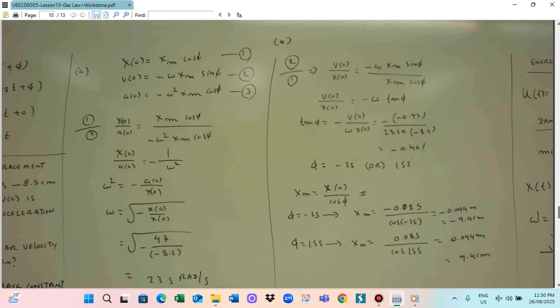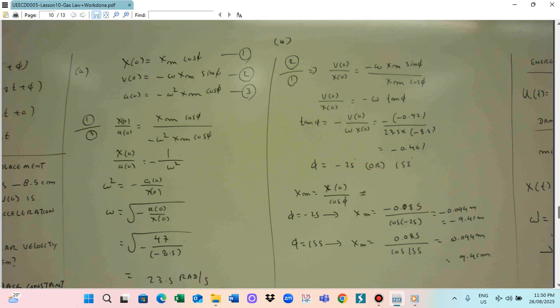So then we have v0 by x0, we can calculate. So this is v0 divided by x0 equal to minus omega. In the end, sin phi by cos phi is the tangent phi. So the tangent phi can be calculated. So minus v0 by omega into x0. So v0 is minus 0.92, minus 0.92 divided by minus omega. So omega can be calculated.